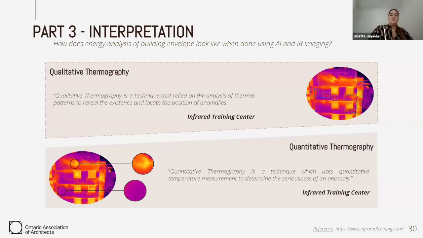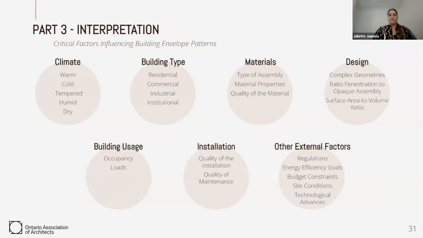So this is the detection and analysis of thermal patterns on a building envelope, whereas quantitative thermography is comparing temperature measurements of the healthy part, if I may say, of the building envelope with a specific pattern to determine the seriousness of the anomaly. So yeah, let's focus on qualitative here.